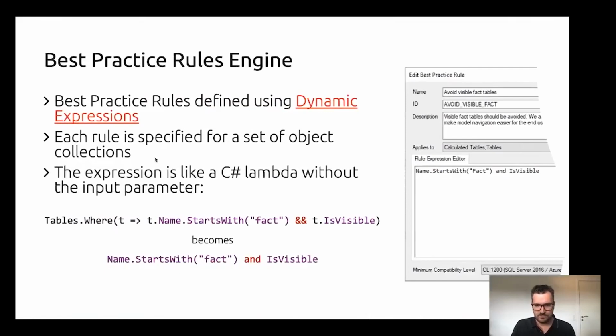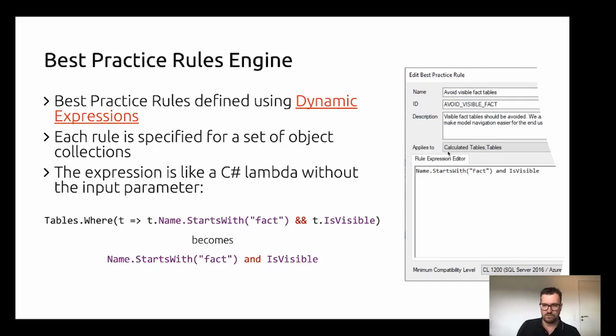Now the syntax for the best practice analyzer, as I said, is quite similar to C#, and in fact it's using the same TOM wrapper object model as you're using when scripting. But what you need to be aware of is that you are basically just specifying the inner part of a C# lambda expression without the input parameter.